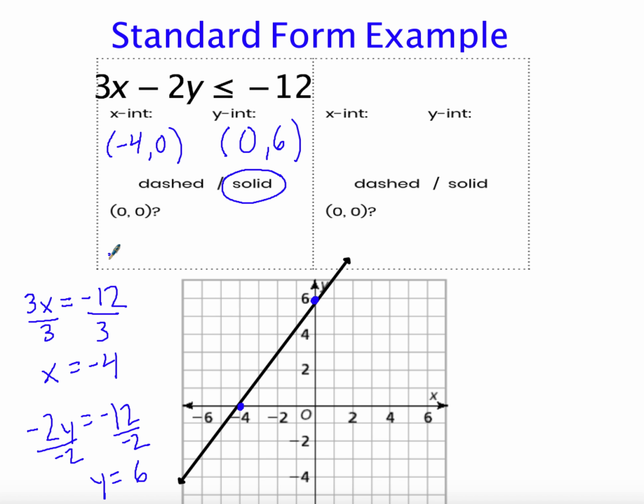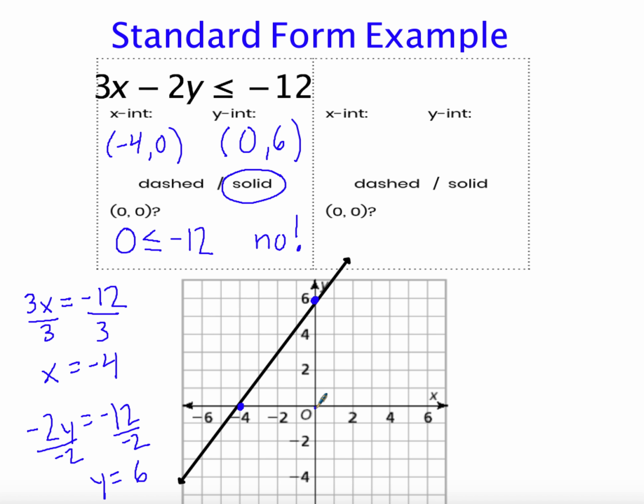So I'm going to go ahead and plug in the origin here. If I plug in 0 for x, I get 3 times 0 is 0. If I plug in 0 for y, I get 2 times 0 is 0. And 0 minus 0 is 0. The whole left-hand side becomes 0. And that's actually why we choose the origin. So we're checking, is 0 less than or equal to -12? No, it is not.